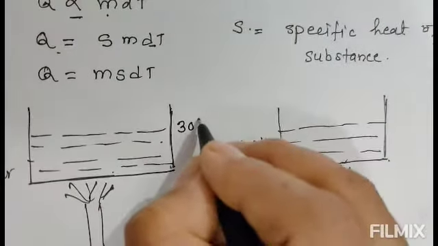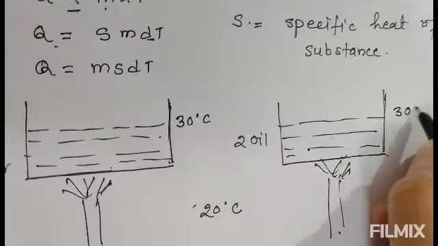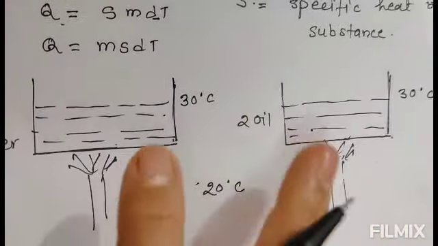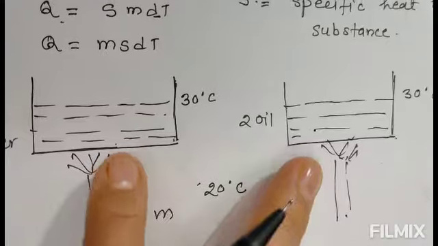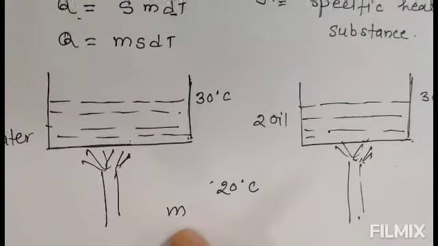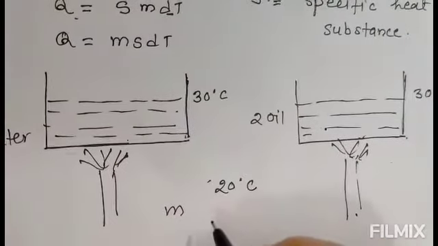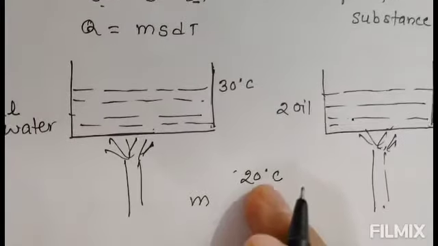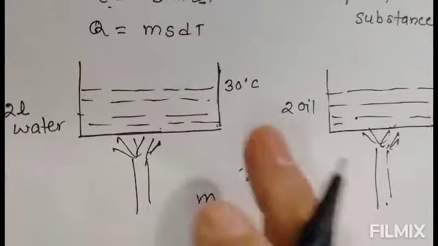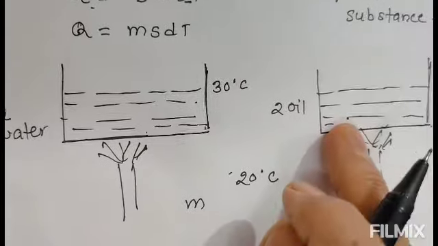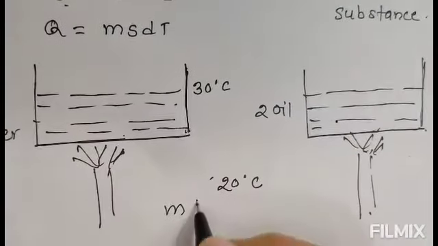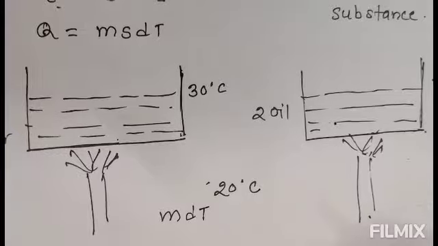We have to raise the temperature of the water and the oil up to 30 degrees Celsius. This time the mass of the two substances, the water and the oil, is the same, and the temperature difference is also the same, that is 10 degrees Celsius. Room temperature is 20 degrees Celsius, and we raise both substances to 30 degrees Celsius, so dT is 10 degrees Celsius here.